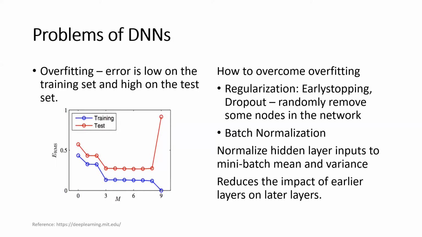By normalize, I mean getting a standard. Let me say I have a range of values from 0 to 20. I could normalize them so that they lie between 0 and 1 by using the standard deviation and the mean. So here you normalize the hidden layer inputs to the mini-batch mean and variance. What does it do? It reduces the impact of the earlier layers on the later layers. So that's the introduction I had in theory before we dive into the practicals.